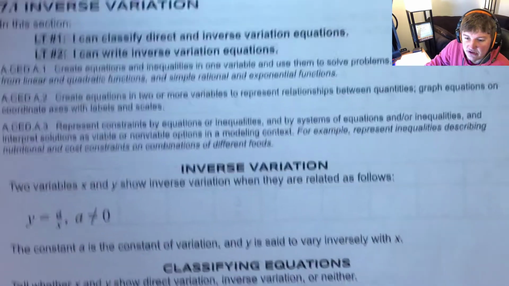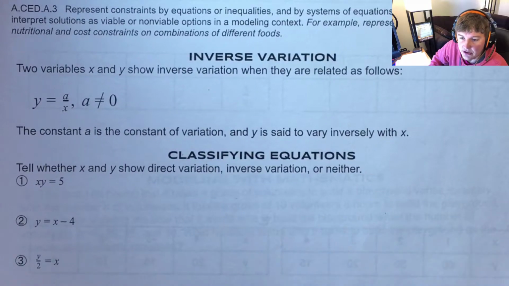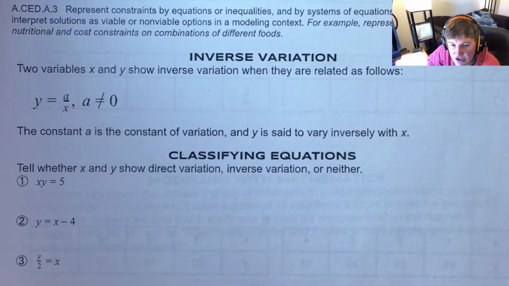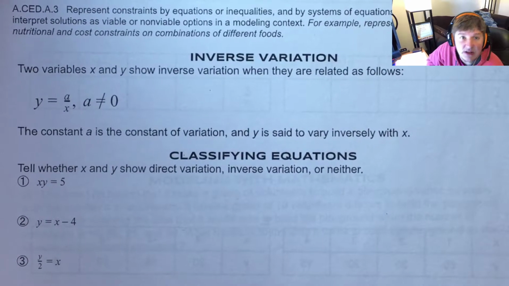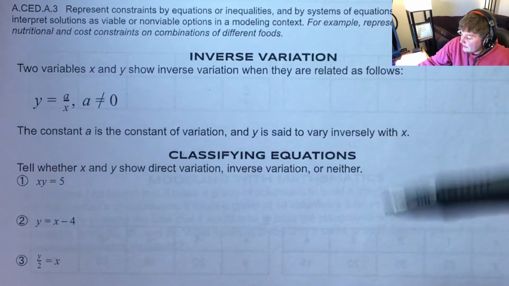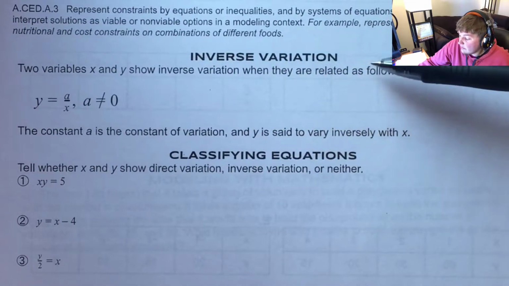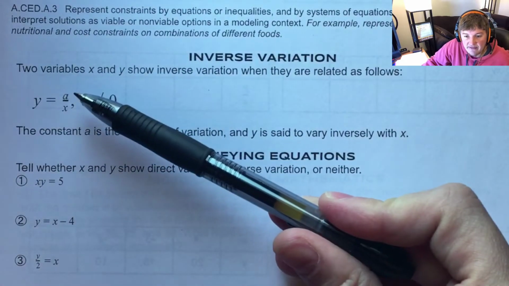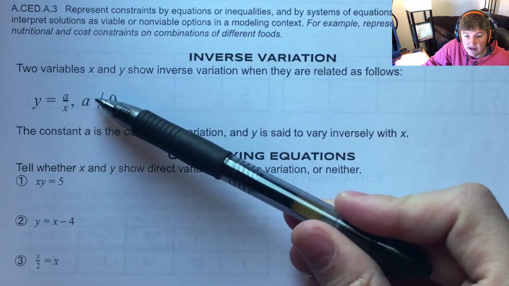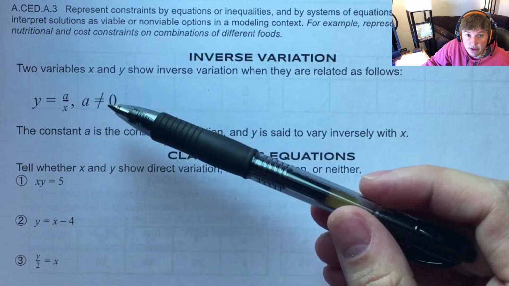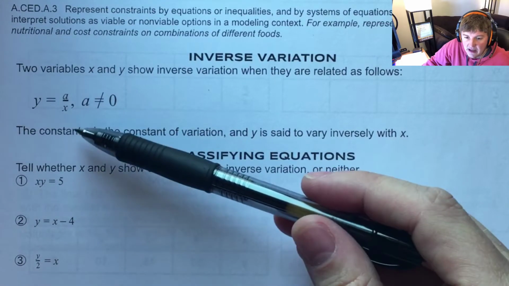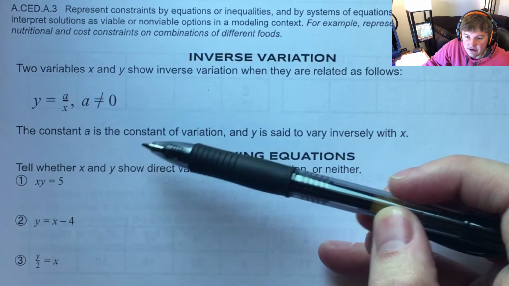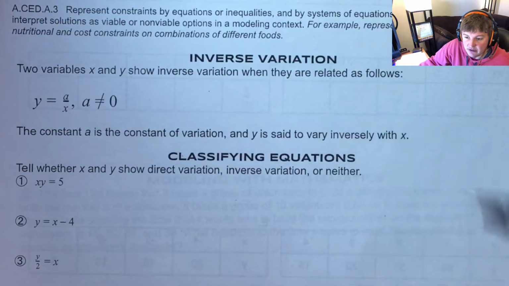Okay, the very first thing you're going to need to know is what is an inverse variation. Inverse variation is when two variables, let's say x and y, they'll show an inverse variation when they are related as follows. y is equal to an a value divided by x, where a can be any real value except for 0. Okay, and then a is the constant of variation, and y is said to vary inversely with x.